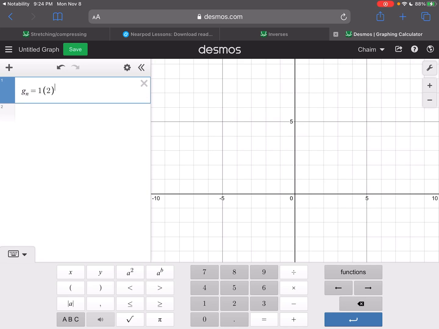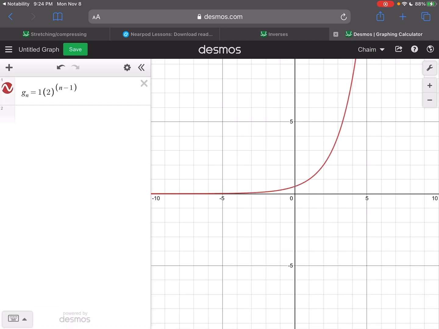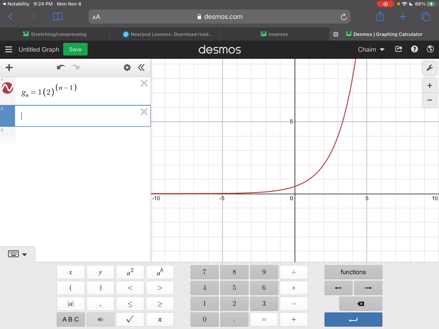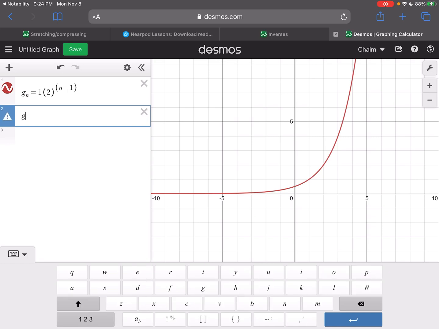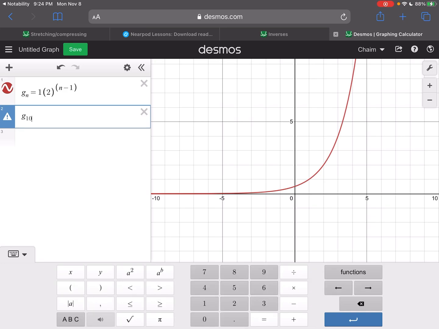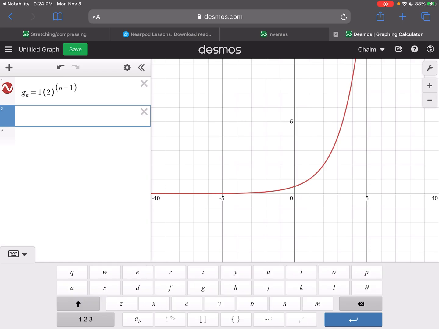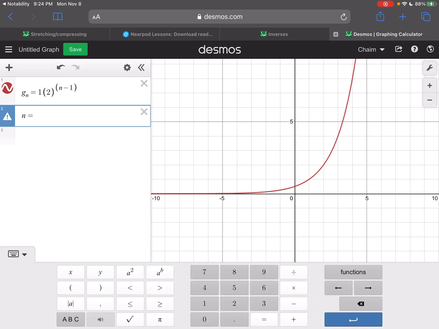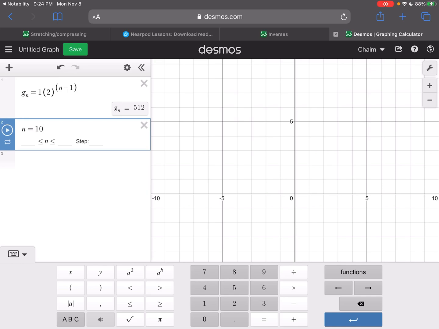You don't want the second power. Make sure you have parentheses in your power as well, and it's n minus 1. It's actually going to graph it for you. And then if we wanted the 10th term, we're just going to plug in 10. Sorry, you're just going to say n equals 10. If n equals 10, then the function is 512. So that means that the function's 10th term is 512.